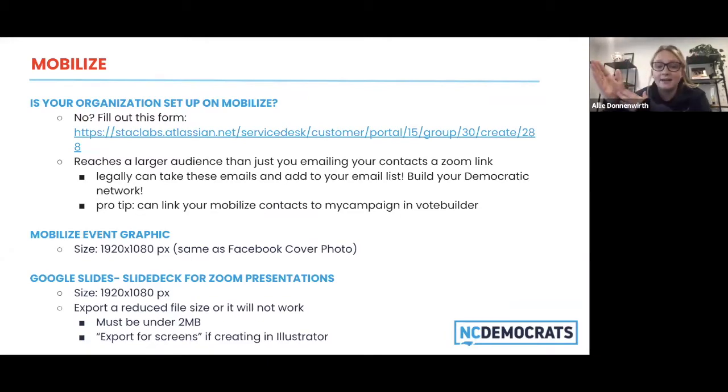Then from that, all of your signups, you can actually export all of those email addresses. This is all legal because everyone has signed up for your Mobilize account. You can export those emails, which will also be in My Van and Vote Builder, if any of you are, or My Campaign and Vote Builder, if you are familiar with that. And then you can add these people on MailChimp, for instance, and you can really grow your base this way. And then here are the specifics for sizes.